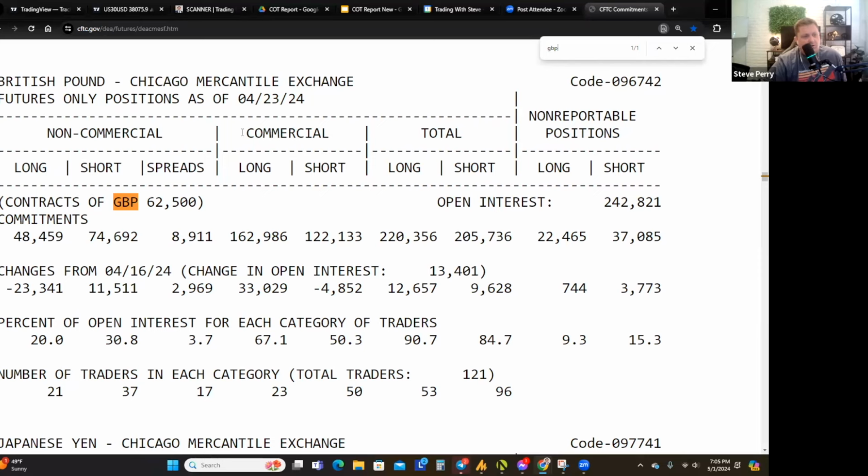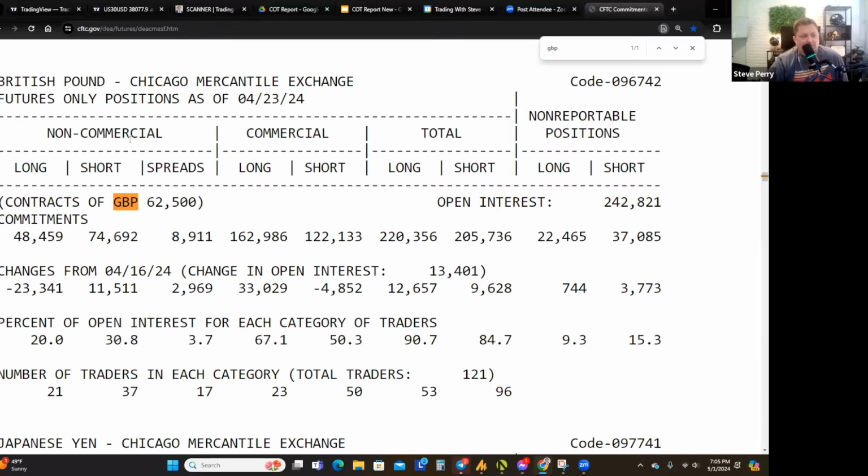Basically, they tell you, okay, these are the banks right here. This is the long and short positions. This is how many contracts they have long. This is how many contracts they have short. This is the change from the previous week. So they decreased their long positions and they increased their shorts from the previous week. Okay, so that's the general gist of it, right?